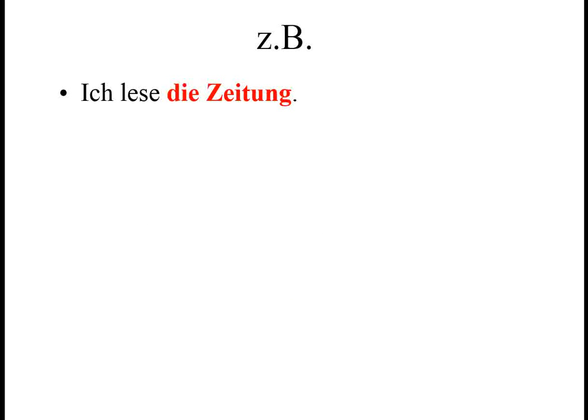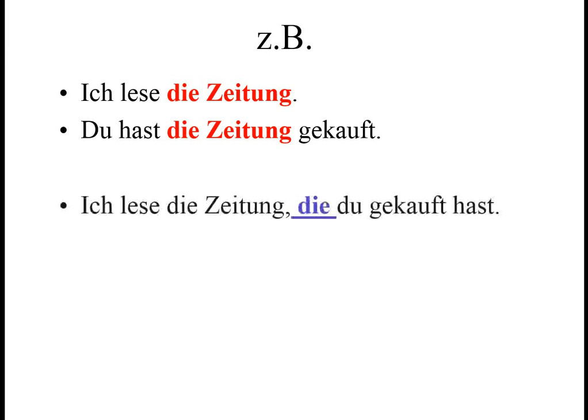Zum Beispiel, ich lese die Zeitung. I read the newspaper. Du hast die Zeitung gekauft. You did buy the newspaper, so I didn't buy it. I'm probably just borrowing it from you. I can combine these two elements by using the main clause, figuring out what the relative pronoun is. So one thing we want to note is what's the case, okay? What is the case of the noun that we're replacing?